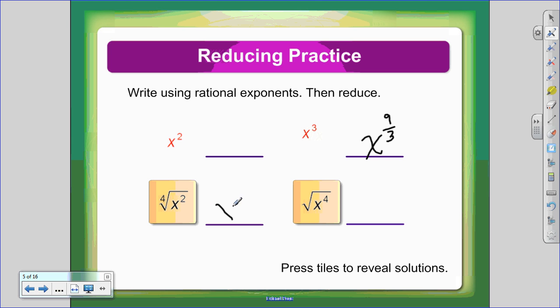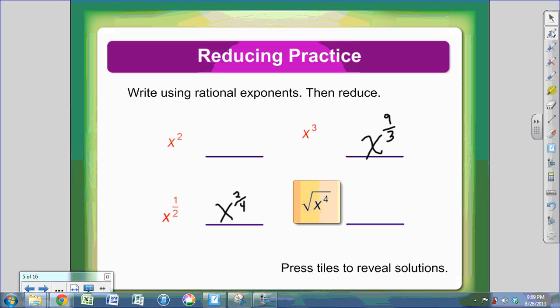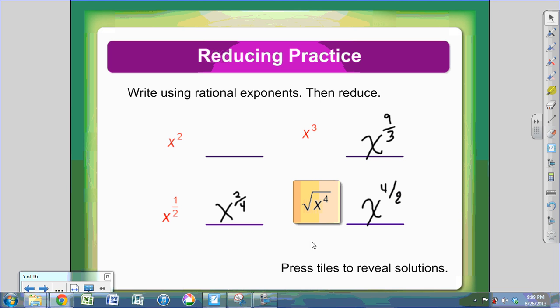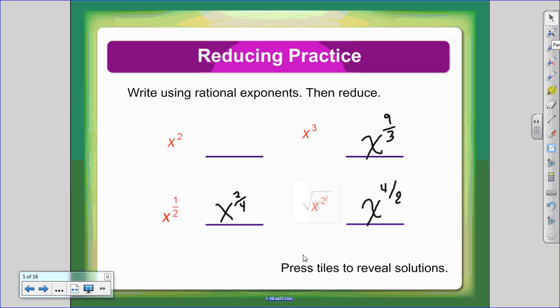This one would be the 2 on the top and the 4 on the bottom. 2 over 4 reduces to a half. So this is x to the half. This one would be x. The 4 that's inside goes on top. This is a square, so it goes on the bottom. And 4 over 2 reduces to x squared.